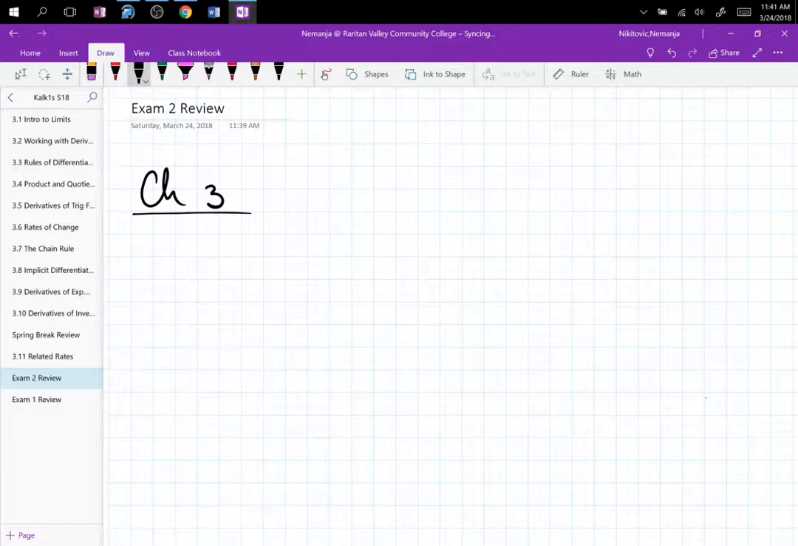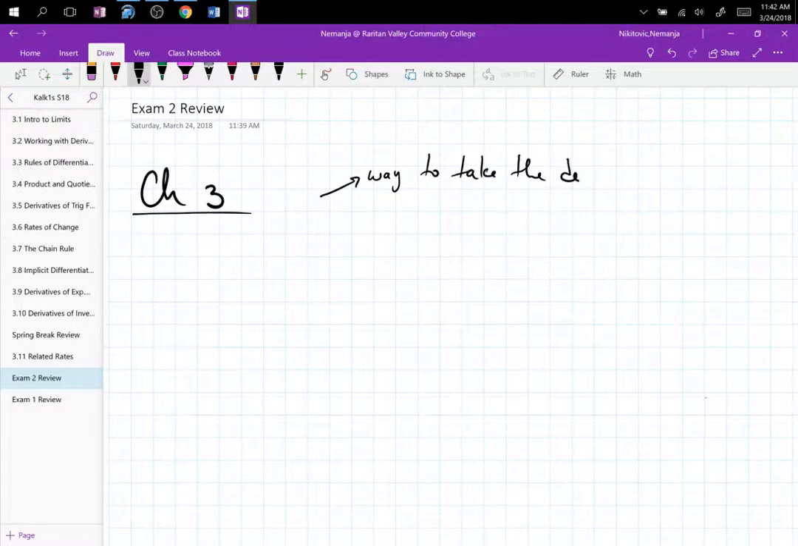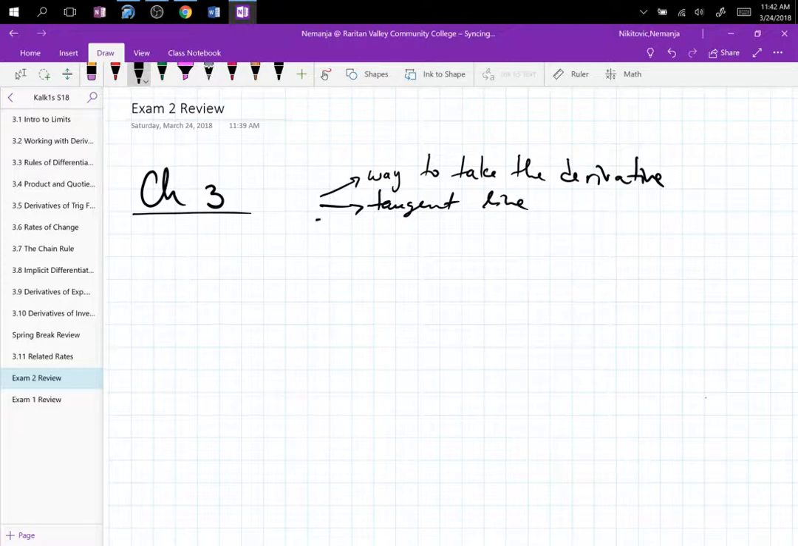Now, we can summarize the entire chapter into like 3 things. If you want me to put the entire chapter into 3 things, I'm just going to say way to take the derivative, tangent line, and 3.11 related rates. There you go. Review over.